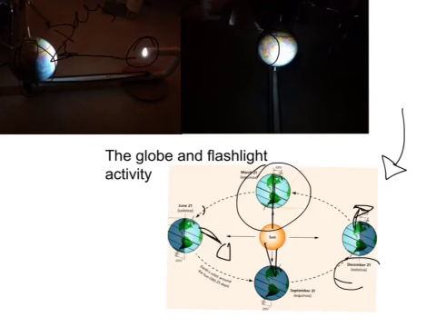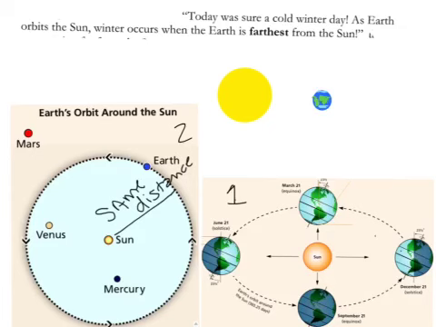In this last slide, I will be answering a question. And here's what it says. Today was sure a cold winter day. As Earth orbits the sun, winter occurs when the Earth is farthest from the sun. And I am here to state that that statement is not true.